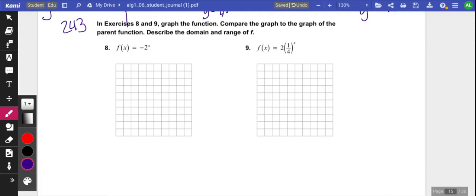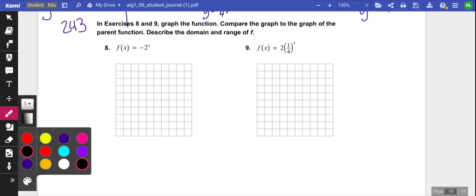All right, so we're going to go over here and we're going to graph both of these problems, except I'm going to make a change. So if you're doing this in your student journal, make sure you change it on yours too. I think it's going to be better. Let's do 8. Let's change that to a positive. So let's change that to just 2 to the x power, not negative 2 to the x power.